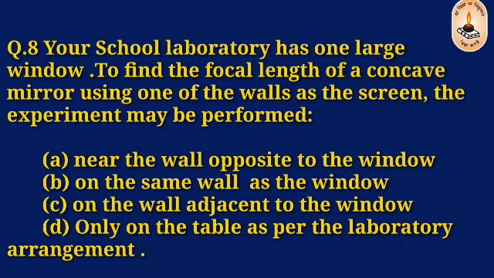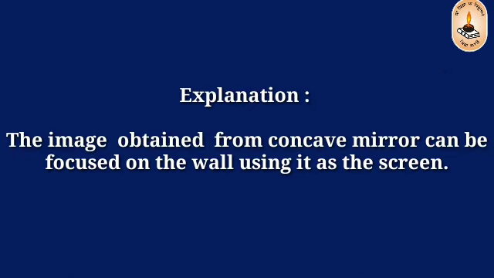Question number 8. Your school laboratory has one large window. To find the focal length of the concave mirror using one of the walls as the screen, the experiment may be performed near the wall opposite the window, on the same wall as the window, on the wall adjacent to the window, only on the table as per the laboratory arrangement. Right answer is B. Explanation: the image obtained from the concave mirror can be focused on the wall using it as the screen.